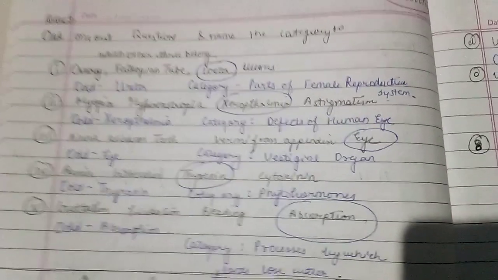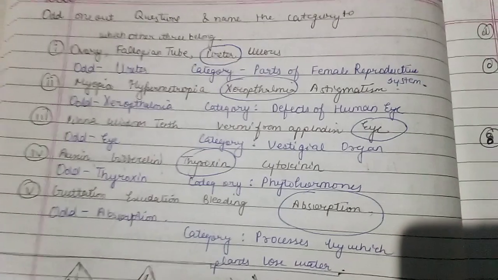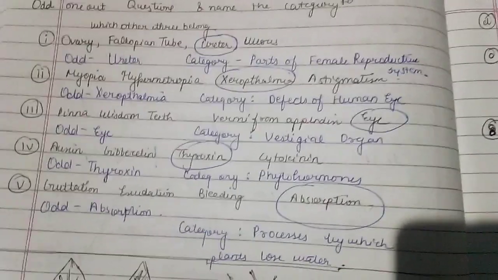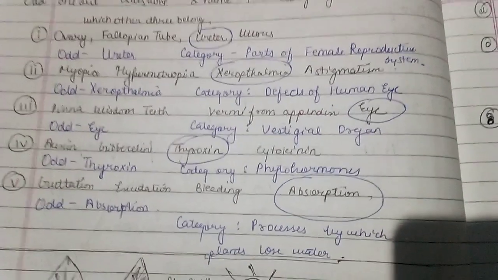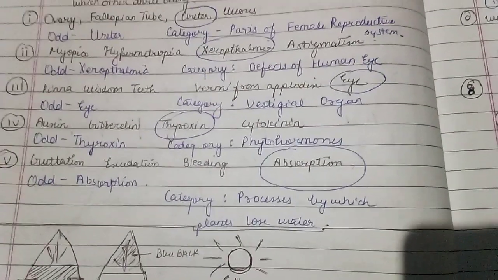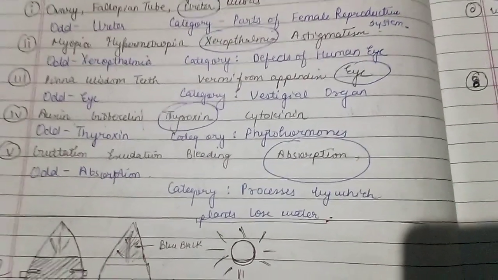Okay, so now let us do the odd one out type of question. First one: ovary, fallopian tube, uterus. The odd one out is ureter, and the category to which the other three belong is parts of the human reproductive system. Second: myopia, hypermetropia, xerophthalmia, and astigmatism. The odd one out is xerophthalmia, and the category to which the other three belong is defects of the human eye.